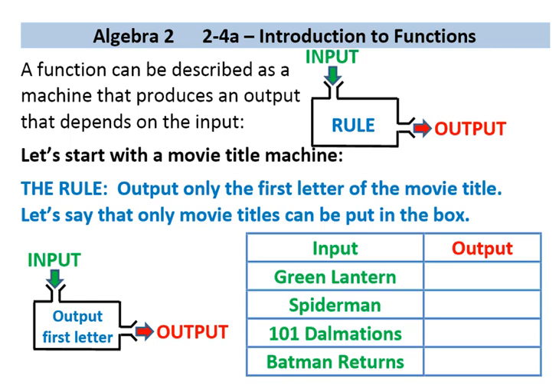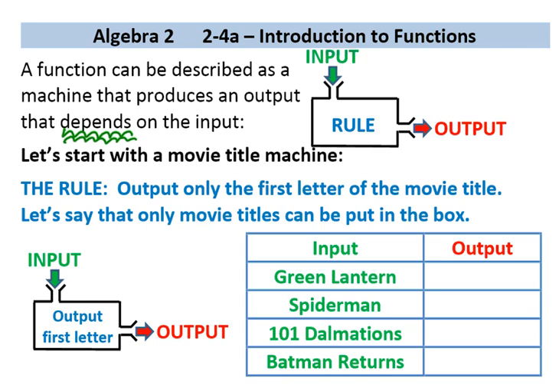So we'll start off with that definition. A function can be described as a machine that produces an output that depends. There's that word depends, which is what we're going to focus on in this study. So the output depends on what is put into the machine. Our first silly example is a movie title machine. In this machine, we're going to input the name of a movie, and the output will be the first letter of that movie title.